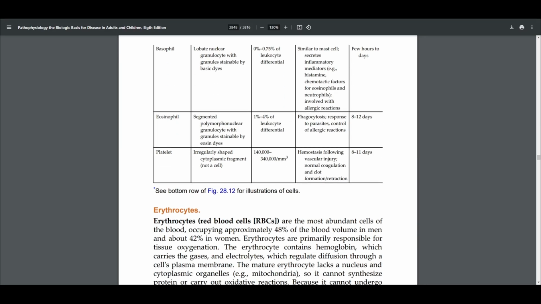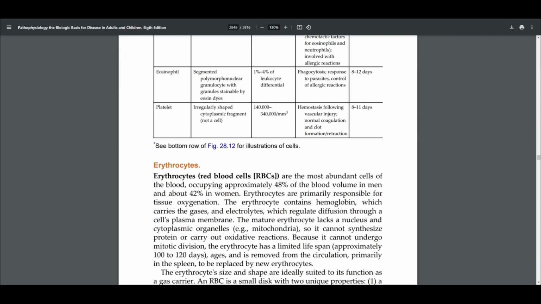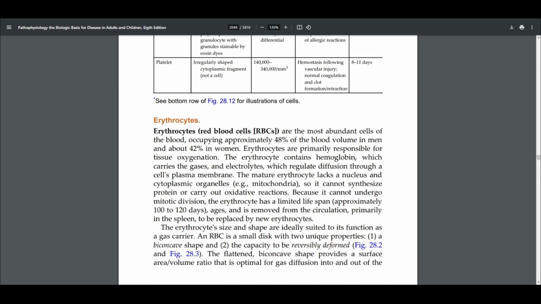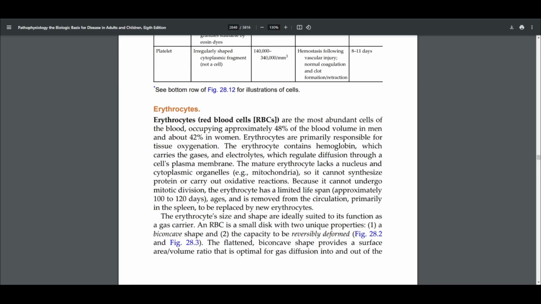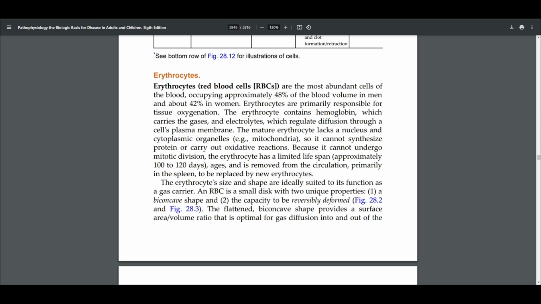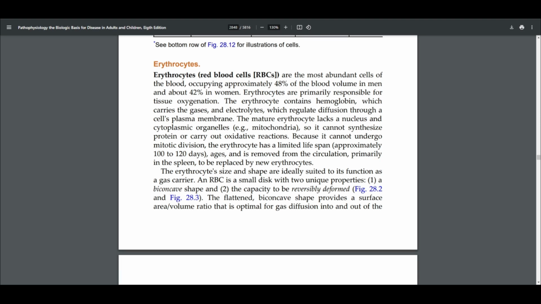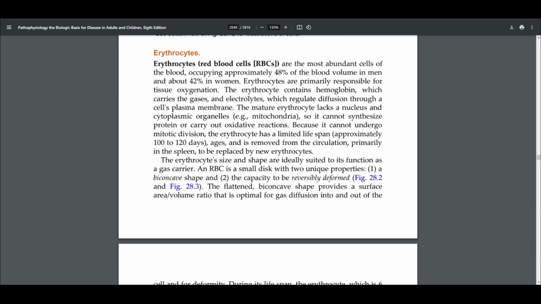So, talking specifically about the erythrocytes, also known as our red blood cells. They are the most abundant cells of the blood, occupying about 48% of the blood volume in men and 42% in women. Erythrocytes are primarily responsible for tissue oxygenation.